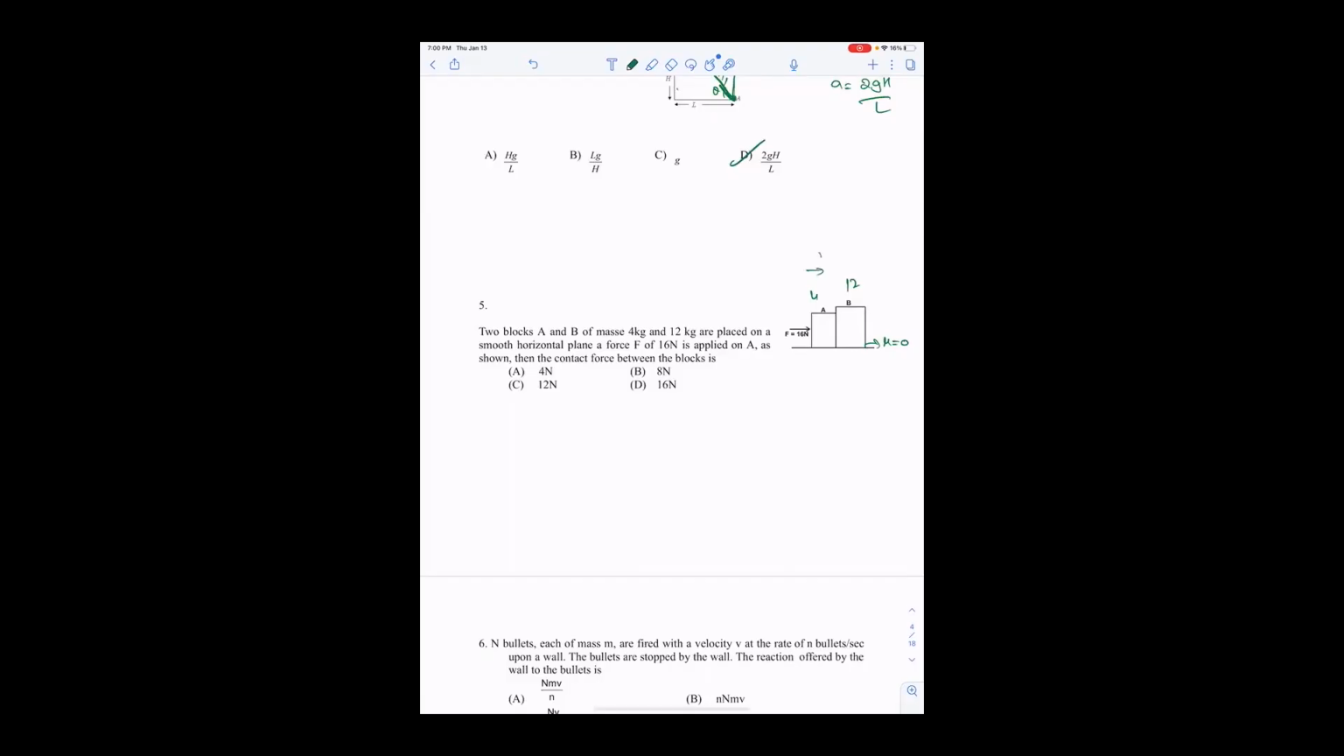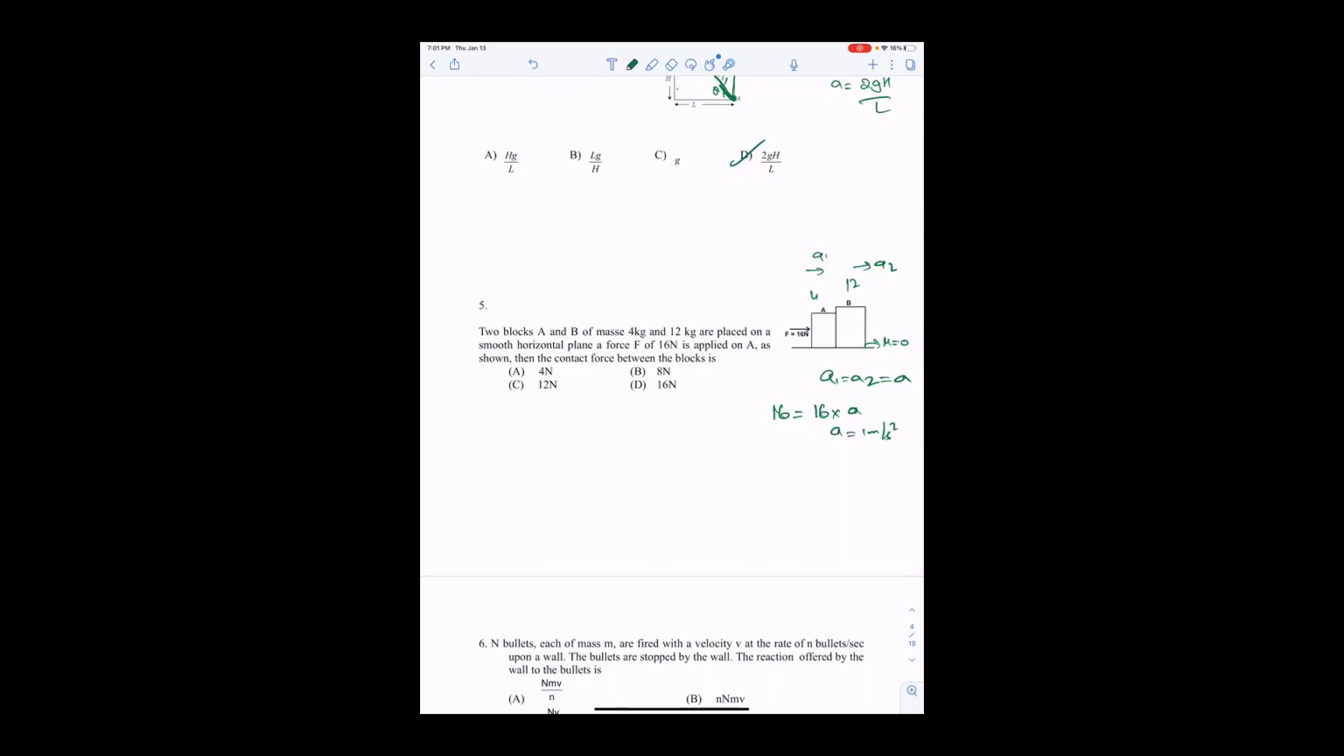Now, they have to move together. If I say this has acceleration A1 and this has A2, what can you say? If they have to be in contact, like your friend pushing you from behind, the acceleration should be the same. So both have the same acceleration A. Net force is 16 Newton. And what is the total mass? 4 plus 12, 16, into acceleration A. So A is equal to 1 meter per second square. This is the common acceleration.